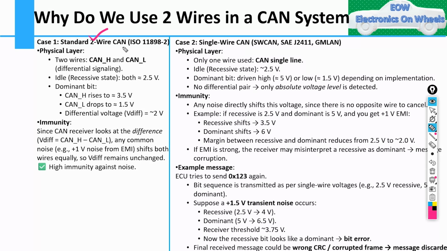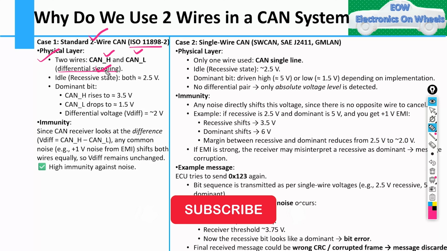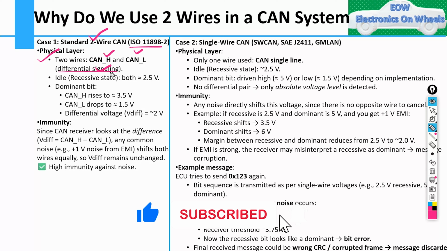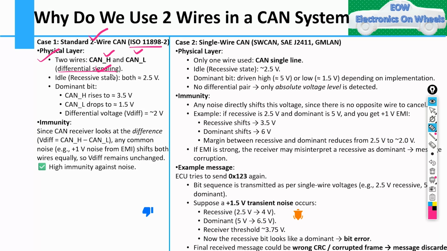When you are using the two wire CAN, we have the standard 11898-2. The physical layer is two wires, CAN high and CAN low. Differential signaling, I hope you understand now what it means. Differential signaling is nothing but the voltage difference being taken by the differential amplifier, and the decision is made on that particular differential voltage. The idle or recessive state has both at 2.5 volt, then for the dominant bit CAN high rises to 3.5 volt and CAN low drops to 1.5 volt, and the differential voltage is 2 volt. So what is the noise immunity? The CAN receiver looks at the difference of CAN high minus CAN low.